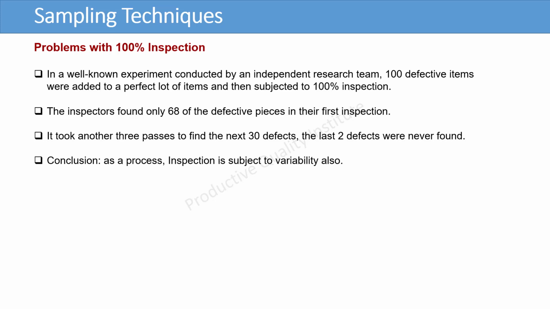In a well-known experiment conducted by an independent research team, 100 defective items were added to a perfect lot of items, and then subjected to 100% inspection. The inspectors found only 68 of the defective pieces in their first inspection. It took another 3 passes to find the next 30 defects. The last 2 defects were never found. Conclusion: as a process, inspection is subject to variability also.